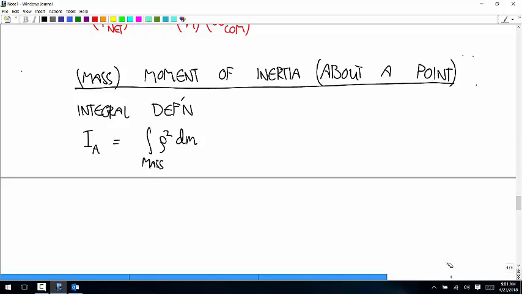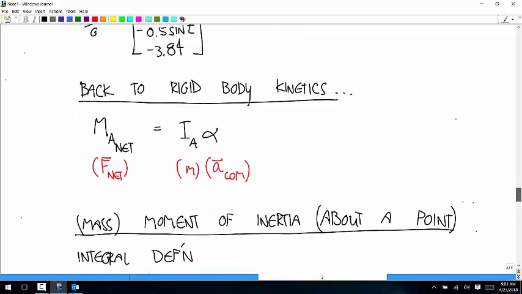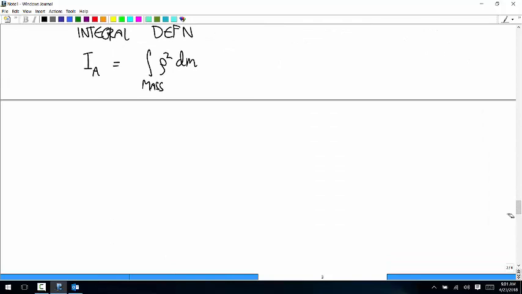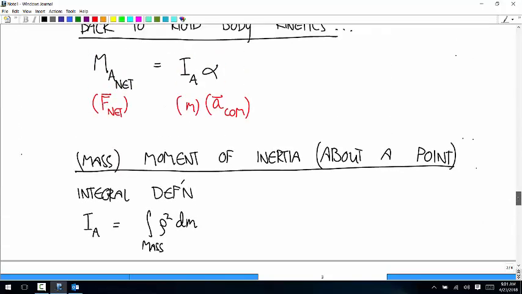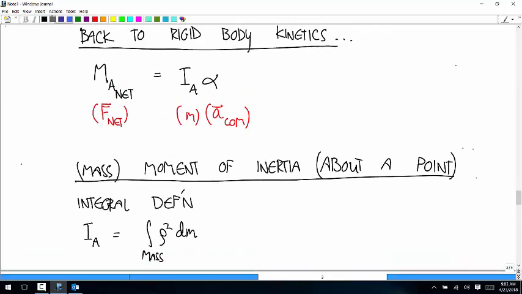This is new notes. Where it says back to rigid body kinetics. I'm going to write this down. Just something to think about while we wait.